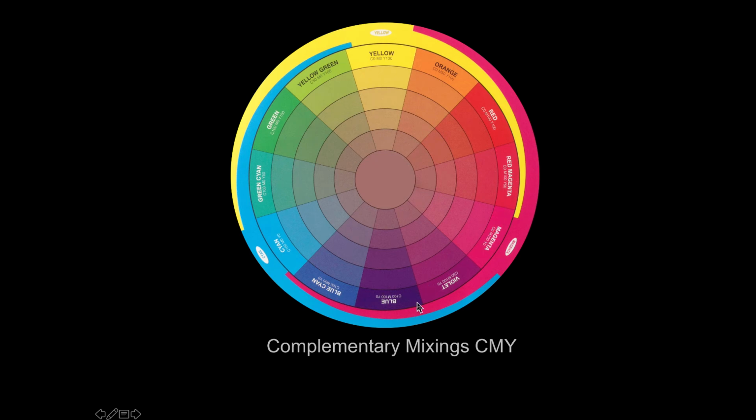And then to get our blue, we're going to mix magenta and cyan together, and that will give us our blue. And then cyan and blue together, cyan-blue, and then magenta and blue together, and that'll give us our violet.